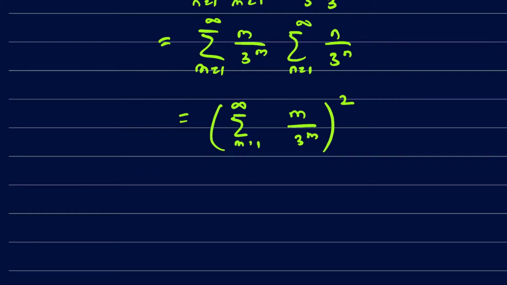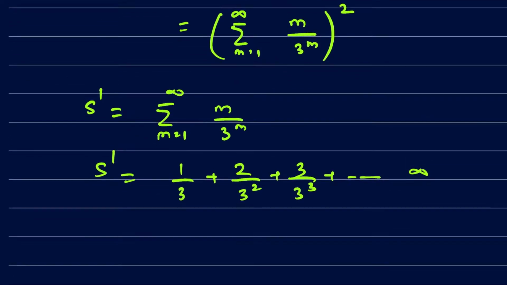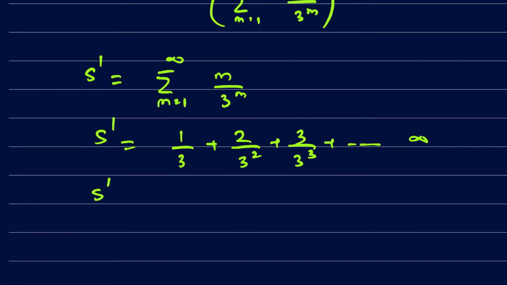Now let's find out the value of this. If I put m equal to 1, I will get this. If I put m equal to 2, I will get 2 by 3 square, 3 by 3 cube, and so on up to infinity. This is AGP. In AGP, we can multiply by the common ratio and write in the staggered form. Here I notice that the common ratio is 1 by 3. So therefore I divide by 3 like this, and I write 1 by 3 square. This term I am writing here. Similarly, this term I am writing here below this, and so on up to infinity.